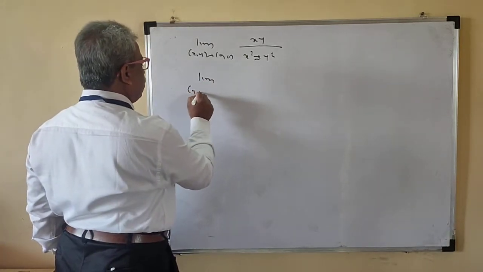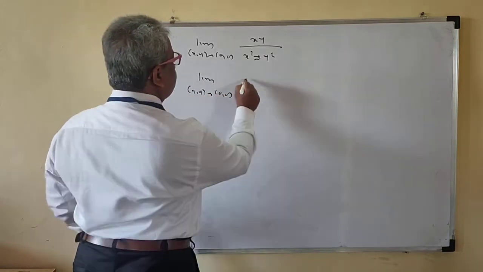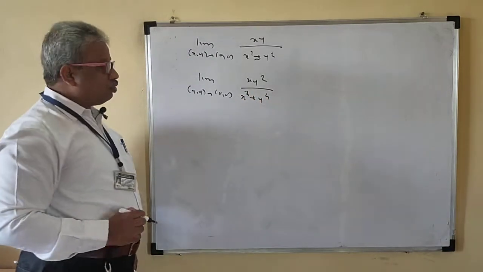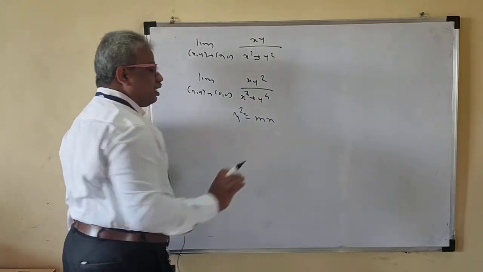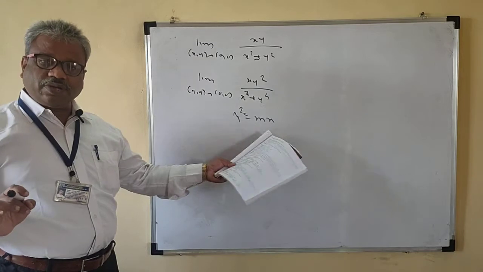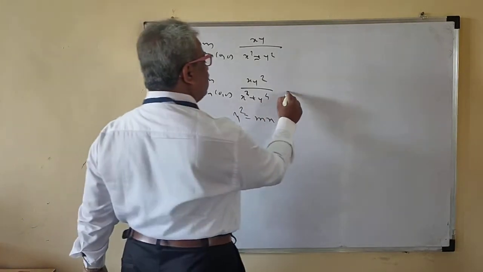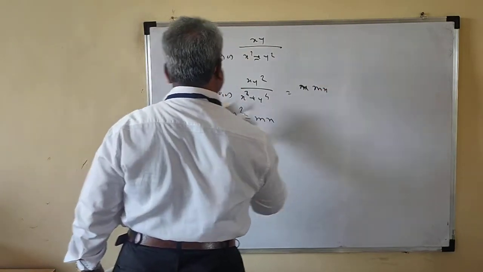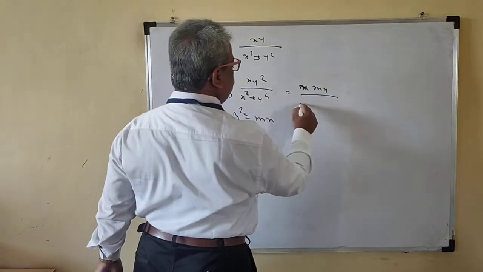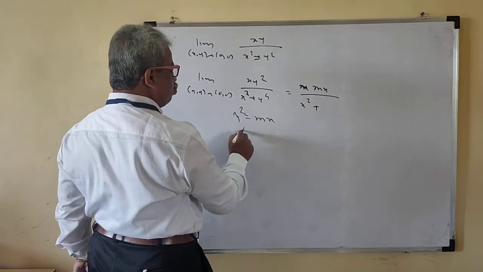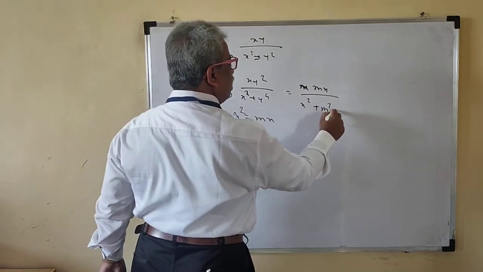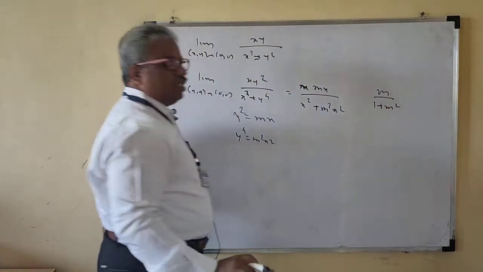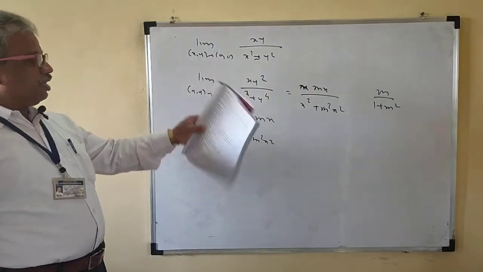Suppose this is limit xy tends to 0, 0, xy square upon x square plus y raised to 4. Now here, if you put y square is equal to mx, you have to choose the path passing through the origin. So y square is equal to mx is a path passing through the origin. Then the denominator is x square plus y raised to 4, which is m square x square. Now see, everywhere x square is there, the value of the limit is m upon 1 plus m square. That means your limit does not exist. So this limit does not exist even though.